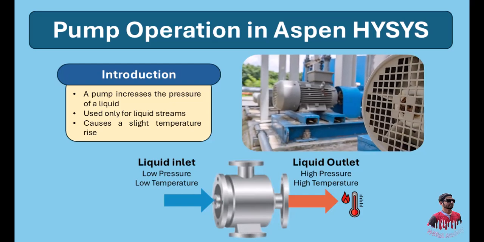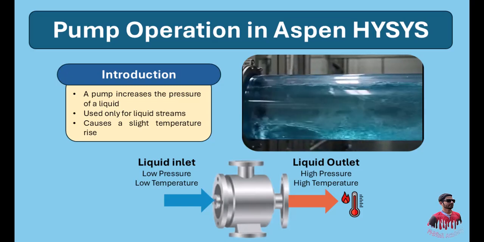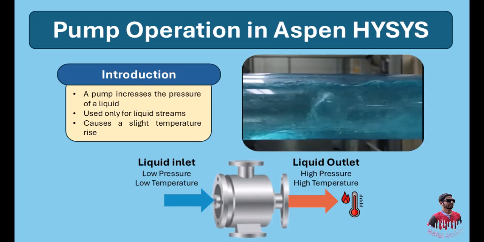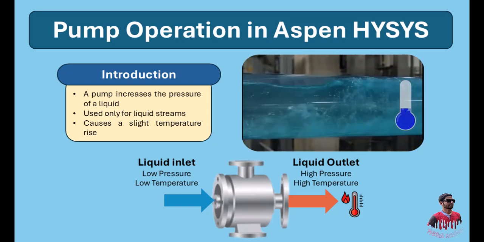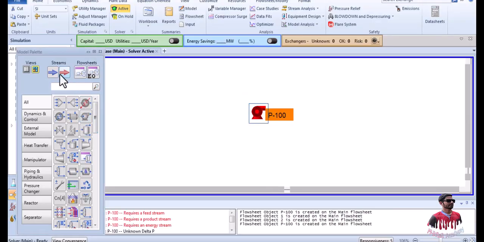In this video, the pump operation in Aspen HYSYS is explained. A pump is used to increase the pressure of a liquid stream only. During pumping, a small rise in temperature also occurs due to energy input. In this tutorial, a pump operation will be modeled in HYSYS.